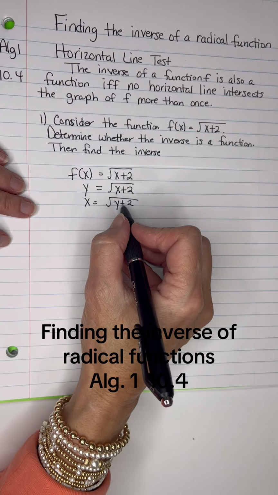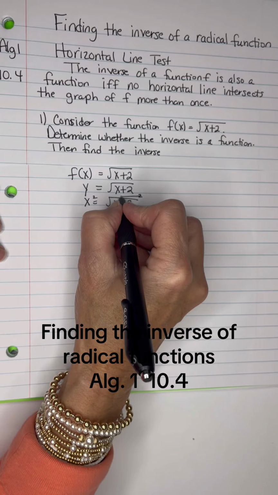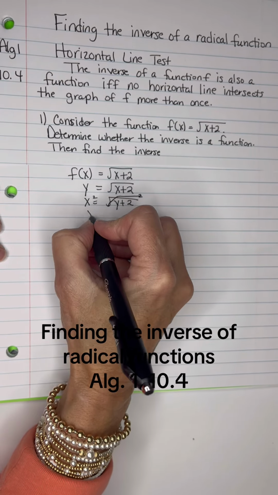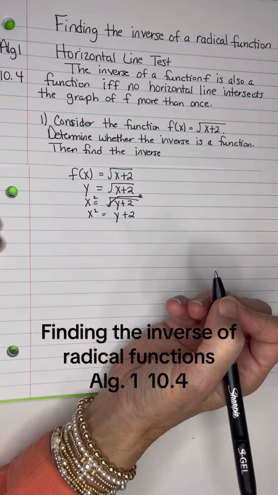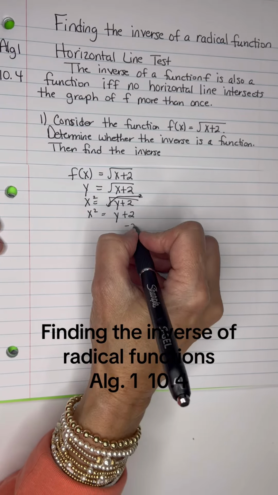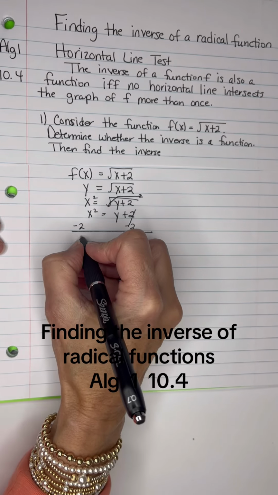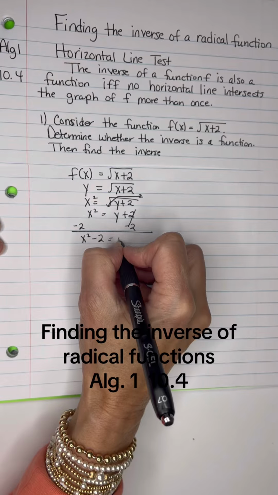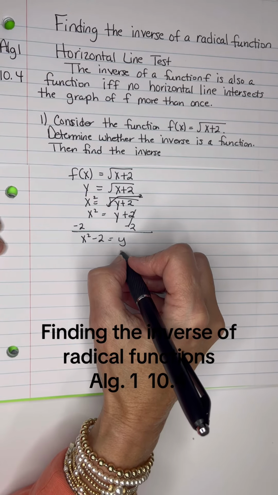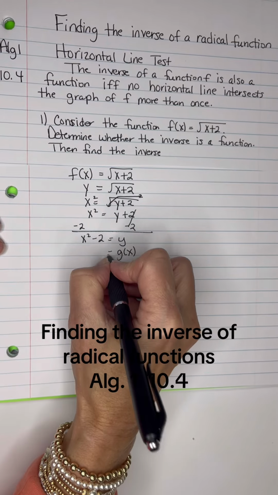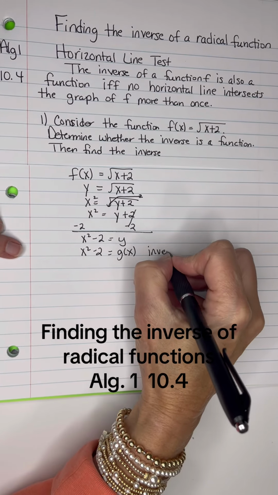To get the y out from under the radical, you're going to have to square both sides. The square cancels the square root out, and I'm left with x squared equals y plus 2, which is free from the radical. Then to get the y alone, I will subtract 2 from both sides. And I have x squared minus 2 equals y. And I can replace that y with g of x, which will equal x squared minus 2. So this here is my inverse.